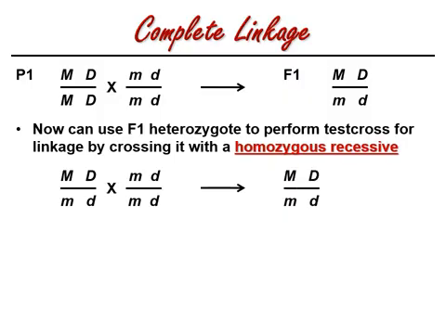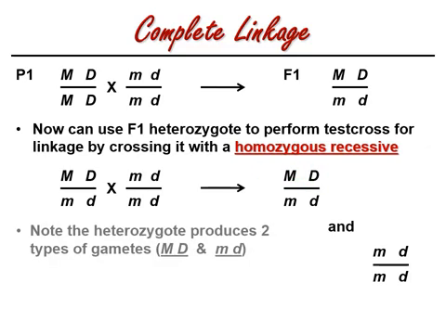So we do the cross. And if this is the outcome, then we would say, oh, it looks like normal and tall stayed together. They stuck together. So let's use some numbers to try and make sense of this.